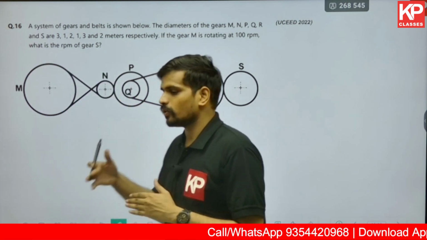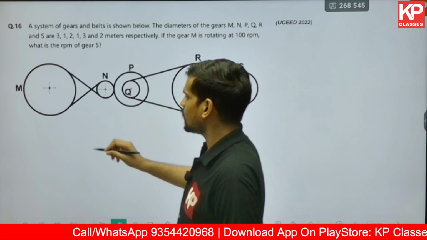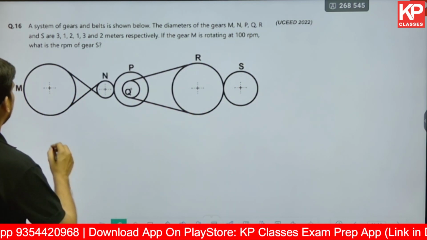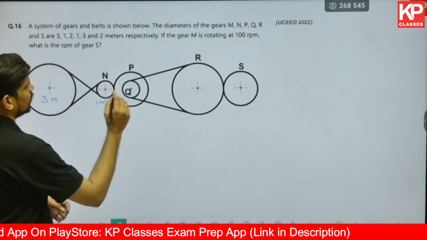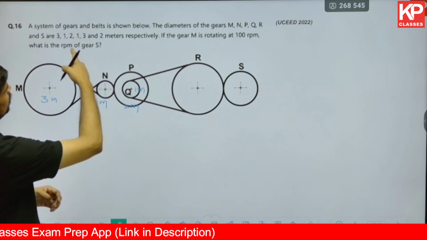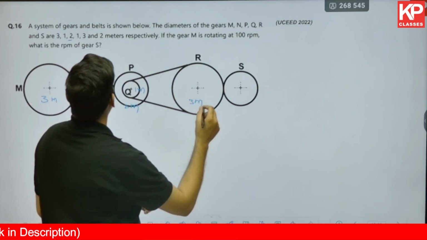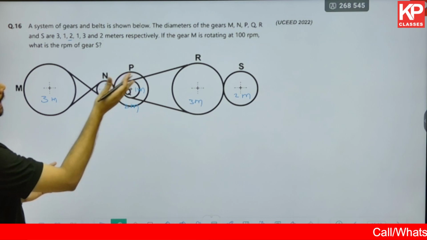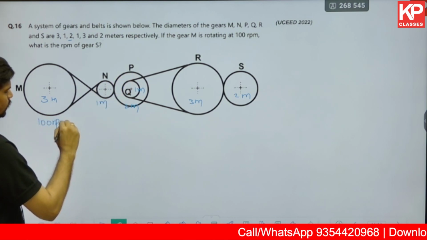So same logic you need to apply for every two set of discs, the driver and the driven, starting from here. Starting from the first driver, the diameter is given as 3. Let me mark the diameters over here. This is 3 meter, this is 1 meter, the smaller one over here, that's 1 meter, the larger one, that is 2 meters. For P it is 2 meters, then this is 3 meters again, and the last one S, it is 2 meters again. These are the diameters. RPM values, for M the rotational velocity is given as 100 RPM.